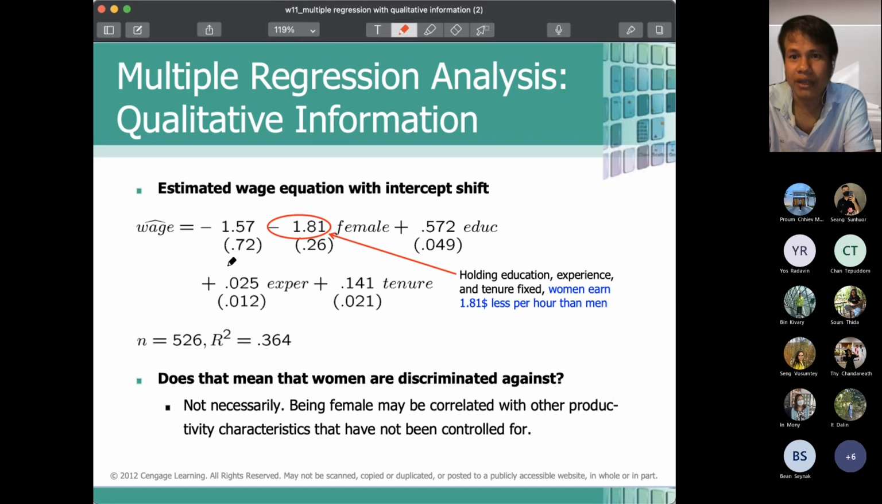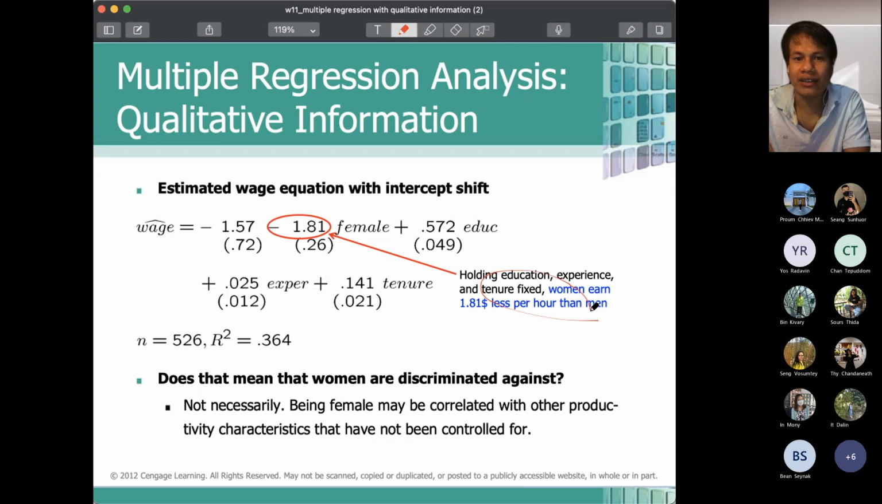Why? Because assumptions 1 to 4 produce unbiased coefficients. Assumptions 1 to 5 produce unbiased standard errors. That is why normally we report these too, right? So here, if you look at the female coefficient, holding education, experience, and tenure fixed, because here we have 3 other independent variables, women earn $1.81 less per hour than men. That's how you interpret the dummy variable. All right.